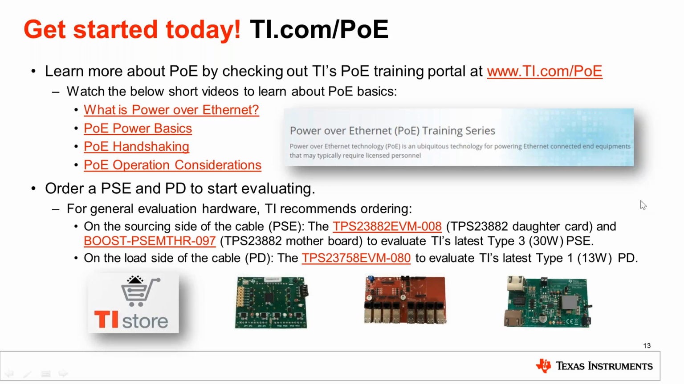In addition, you could order any of the reference designs that I talked about today. Otherwise, if you're just looking for some general evaluation hardware, maybe some lower cost hardware just to learn about the technology and start plugging and playing, here are some general reference designs that I would recommend taking a look at.